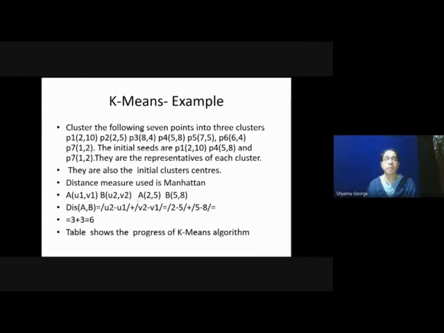That is, in this case, if the points are A and B and the point values are (2, 5) and (5, 8), you can take the difference between 2 and 5, and 5 and 8. 2 minus 5 is actually negative 3. We are taking only the absolute value, so 3 is taken, and 5 minus 8 is minus 3. We are taking the absolute value only, so that is also 3. So 3 plus 3, 6 is the Manhattan distance. Now we can see how the K-means algorithm progresses.